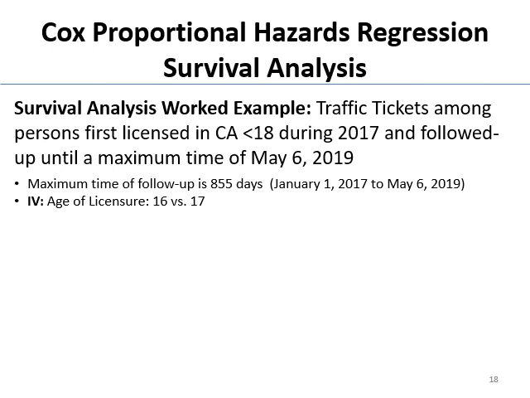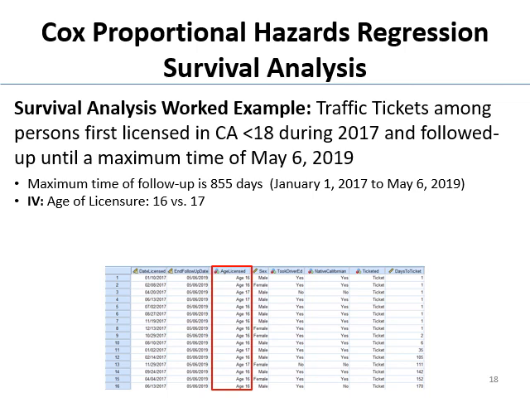May 6 of 2019. So the independent variable here was the age of licensure. Did they get licensed at age 16 or did they get licensed at age 17? So it's 2-level, and there's that variable in here. You can see people got licensed at age 16 or age 17. One of these is coded 0, one is coded 1.